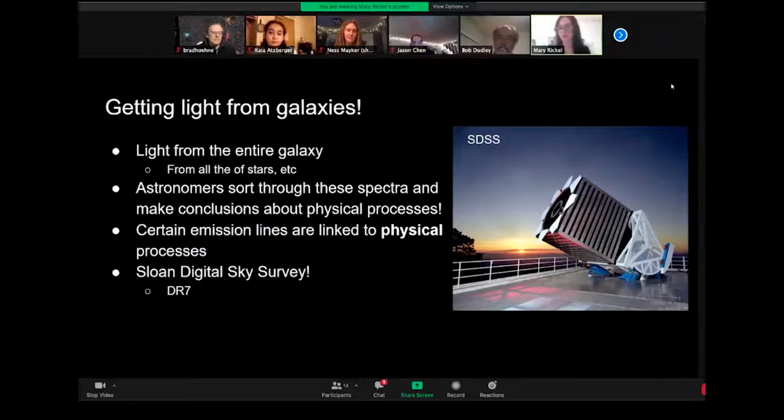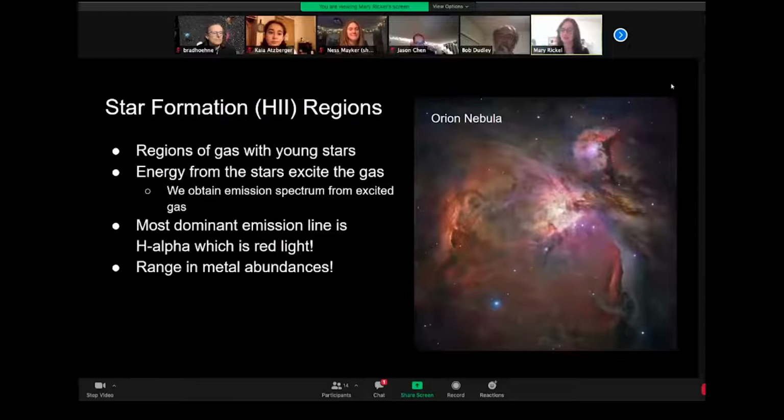All right, so let's talk a little bit about the different classifications. So star formation, also known as H2 regions, are regions of gas surrounding young stars. And it's the energy from stars in these regions that ionize the surrounding gas. And from this, we obtain the emission spectrum from the excited gas. And we find that the strongest emission line from H2 regions is H alpha, which is also red optical light.